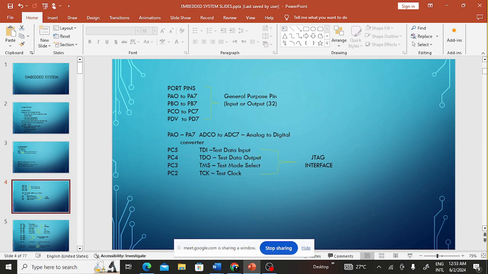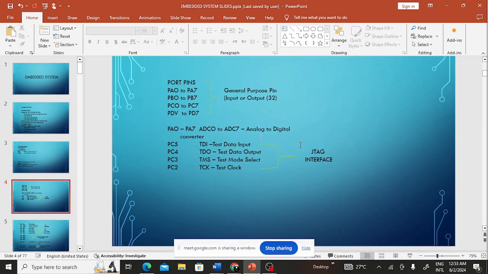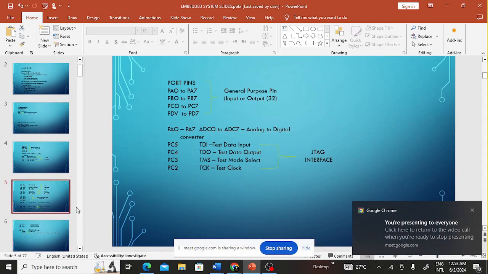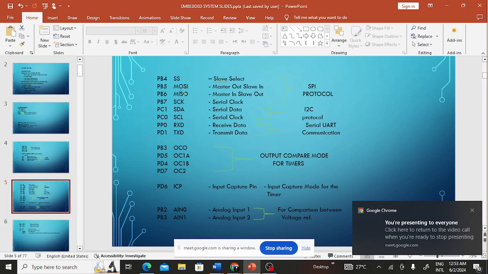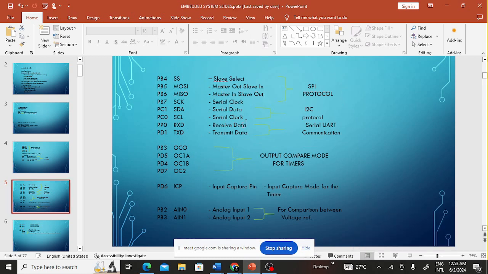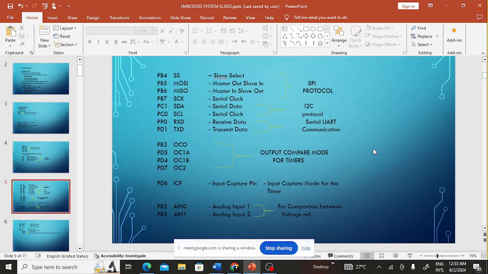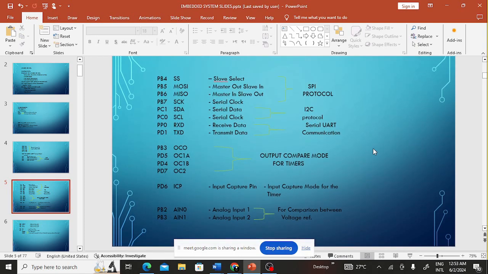There's data input, there's data output for the JTAG interface. Then this is when I was explaining general purpose input. This is when I explained shifts, the master as in master. This I will use for SPI. It's the same thing I explained here that is applicable to the new datasheet. But there's nothing to worry about.